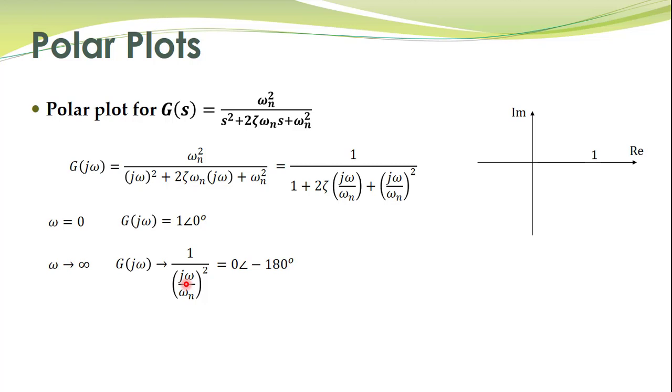So again we have 2 points. One point corresponds to omega equal to 0, which is over here, and the second point corresponds to omega equal to infinity. Here this point is 1 angle 0 degrees, and this point is 0 angle minus 180 degrees. So what do you think? What is the rough sketch of the polar plot?